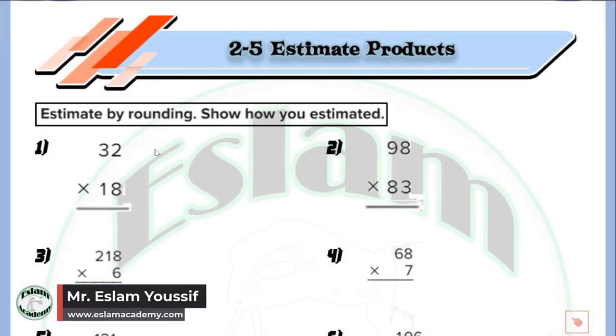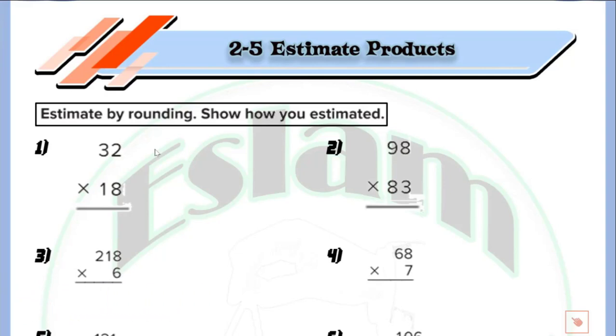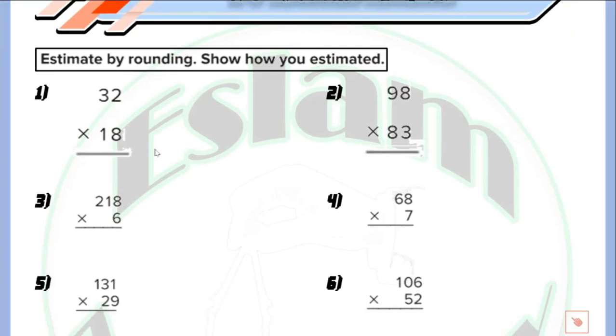In this video, we are talking about estimating product. How can we find the closest answer to the product by estimating? You will find that in the first problem, we need to estimate by rounding. We need to find the closest answer by rounding.